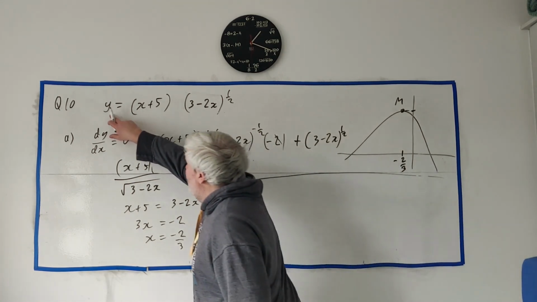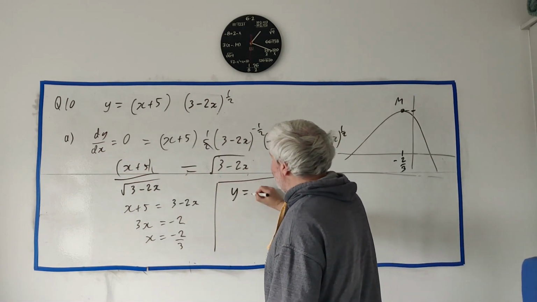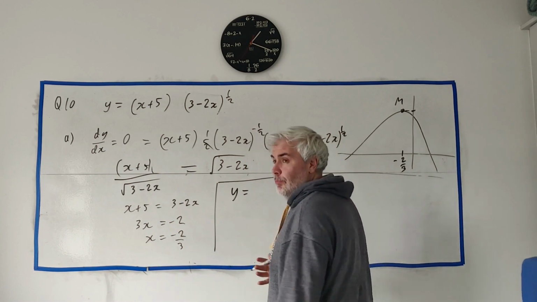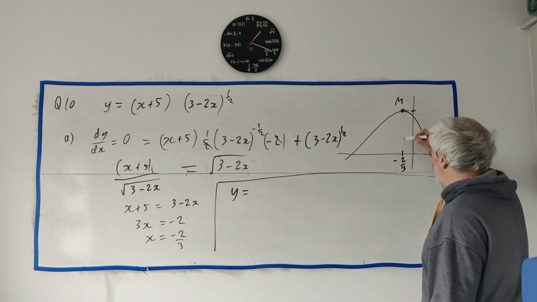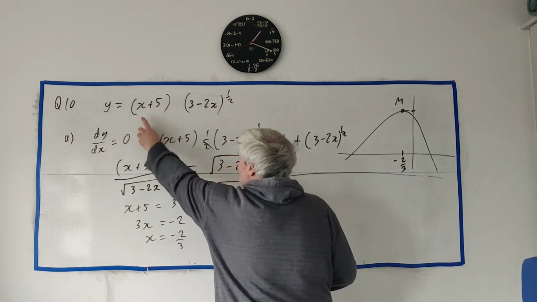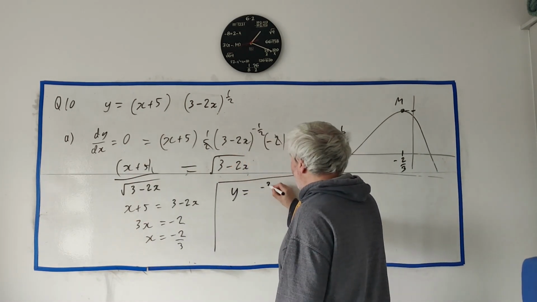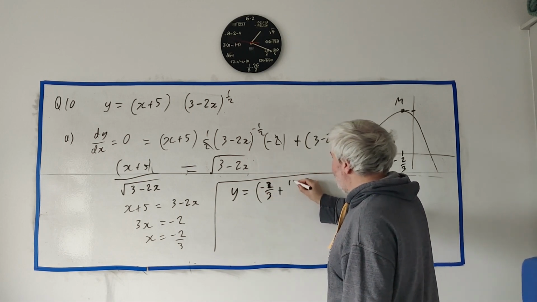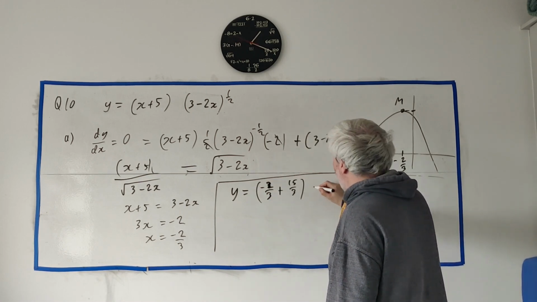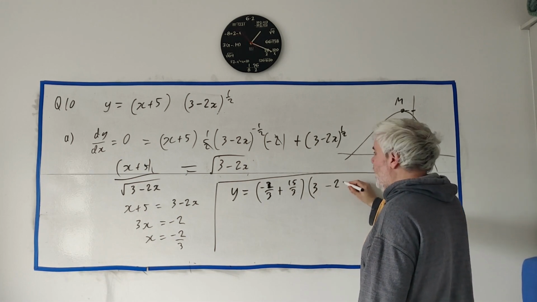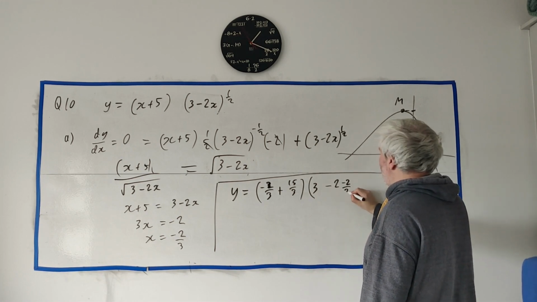Okay, we have y. y is right here. y is equal to x plus 5 times the square root of 3 minus 2x. Well, we know x. At the point we're looking for, we know x. So we can put in minus 2 over 3. Well, let's put it in the slow way. Sorry, minus 2 over 3 plus 5. That's 15 over 3. Square root of 3 minus 2 times minus 2 over 3.